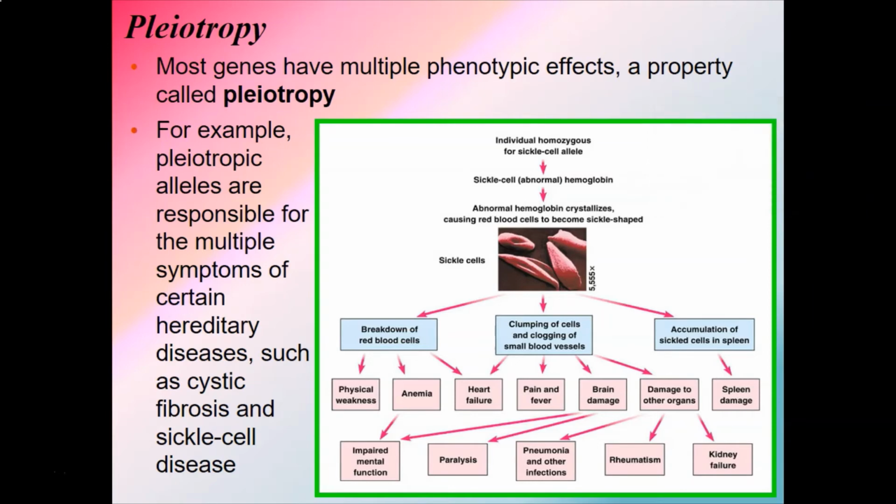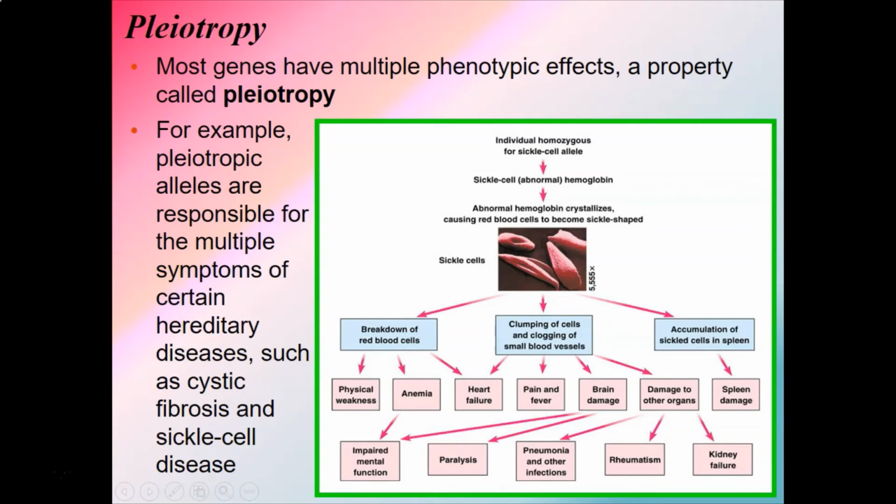So in this case, these red blood cells, look what happens here. Well, first of all, you have anemia, right? Because they're breaking down, and that causes physical weakness. Could lead to heart failure. Clumping of cells and clogging of small blood vessels. Ooh, so that's bad. That could lead to lots of problems. You can see here again, heart failure, brain damage, right? Because you have all those little tiny blood vessels in there and capillaries.